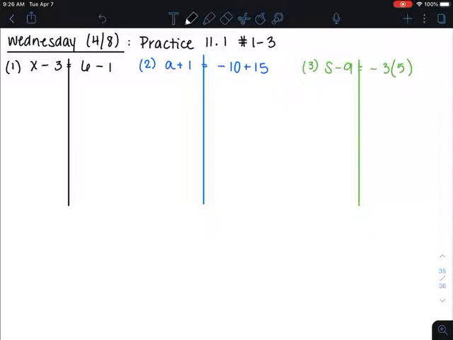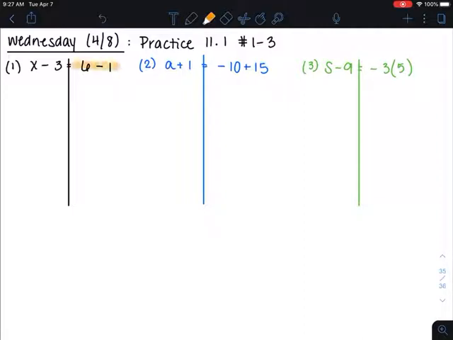I'm on page 442. This is practice 11.1, numbers 1 through 3. This is just a small step further than yesterday. Yesterday we did just basic one-step equations. The only difference is here you will have to simplify what you can first and then do a one-step equation. So, number 1 we have, and I set up numbers 1, 2, and 3 ready to go.